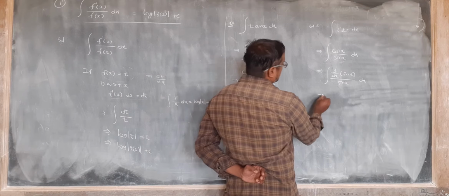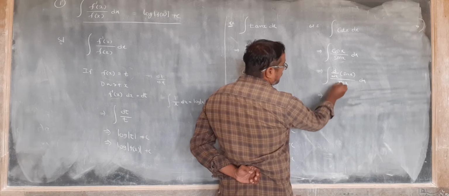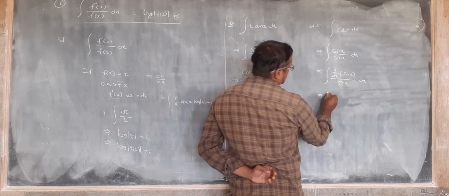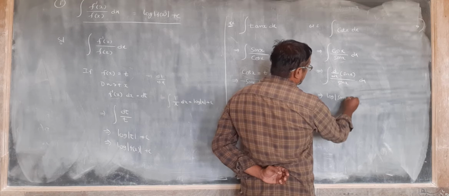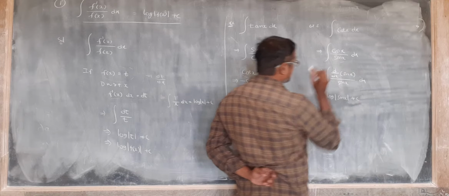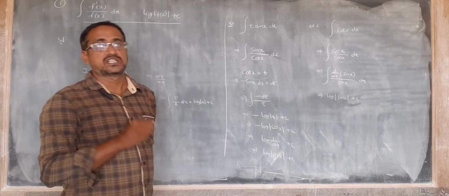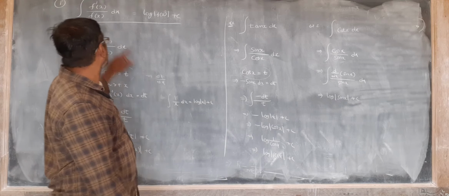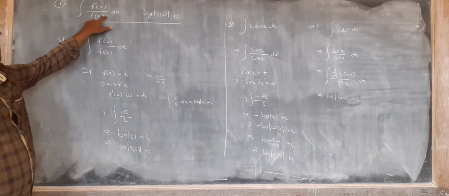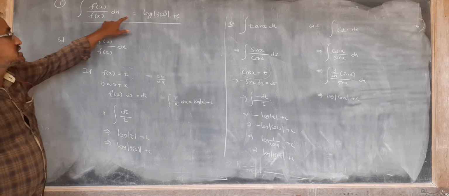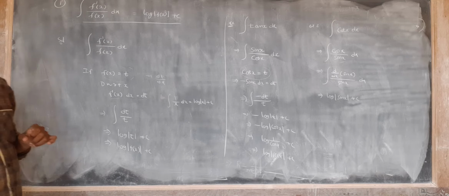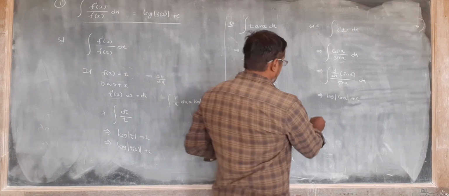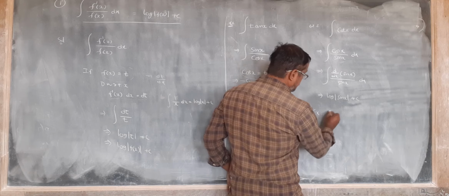So now this is of the form integral f dash x by f of x. The result will be log mod f of x, that is log mod sin x plus c. That is how we use the formula integral f dash of x by f of x dx, that is log mod f of x plus c.